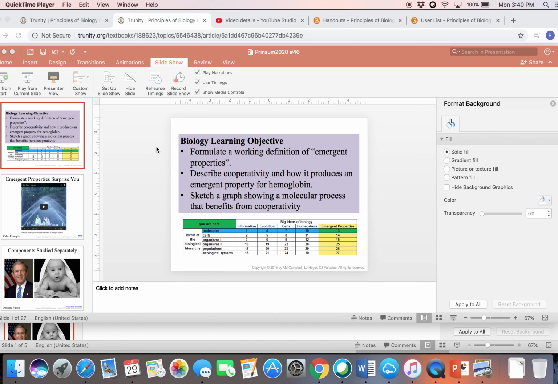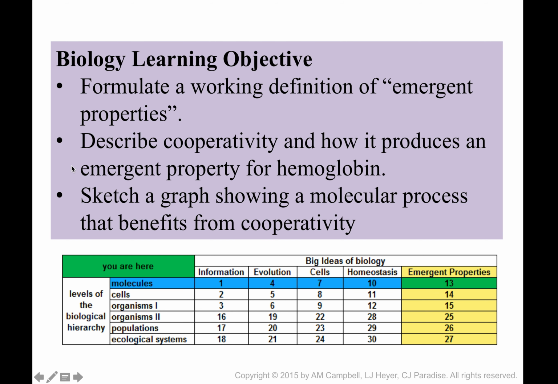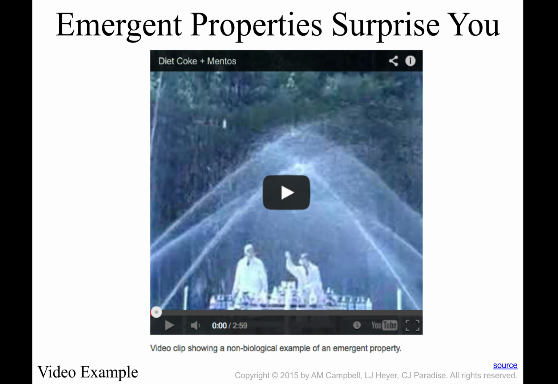Hi, this is podcast number 46, and this begins your last week, Principles of Biology 1, where we're going to talk about emergent properties as the last big idea that we haven't introduced a whole lot up until now, and how important that is to biology. And then we're going to give examples of emergent properties, starting with the molecule hemoglobin, which is the protein that carries oxygen in your blood.